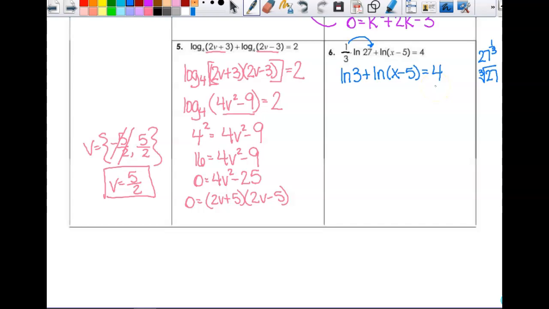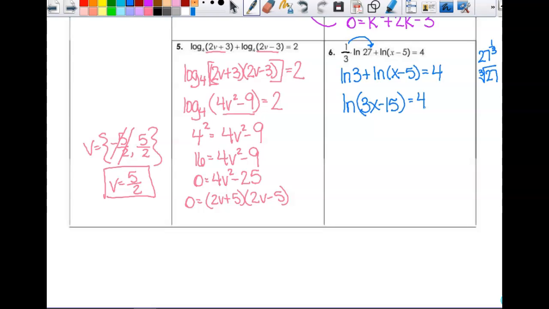I cannot rewrite it as an exponential right now because I still have to condense these. I'm adding two logs that have the same base, so that becomes 1 log, and what do I do with these two things? Multiply them. So I'm going to go ahead and multiply it out. That'll give me 3x minus 15. And then these parentheses are important. Otherwise, it would just look like the natural log of 3x, and then we subtract 15. That's something different. This equals 4.